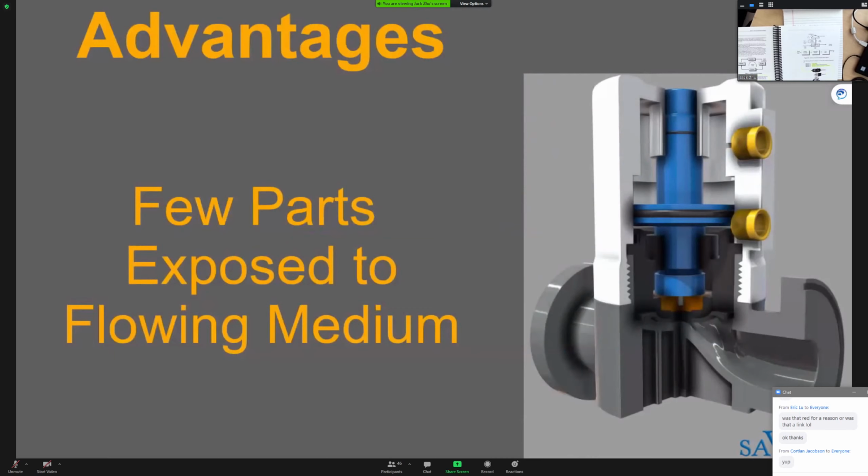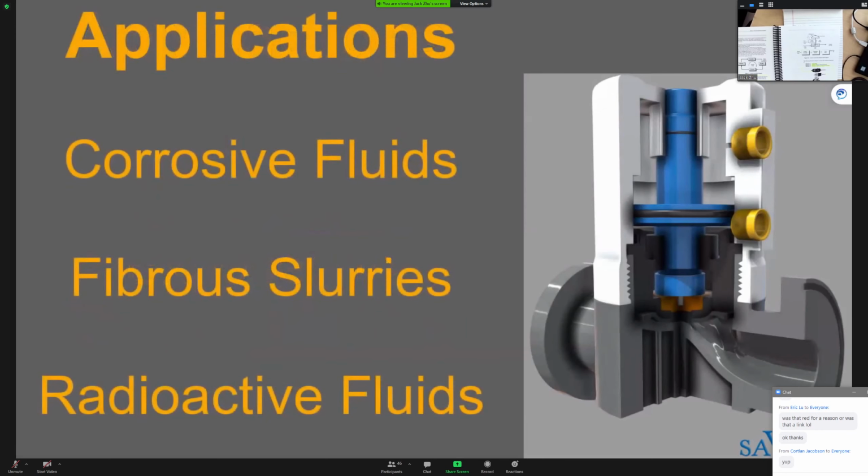The valve is constructed so that only the flexible diaphragm and internal valve flow passages are exposed to the flowing medium. This makes it particularly well suited for the handling of corrosive fluids, fibrous slurries, radioactive fluids, or other fluids that must remain free from contamination.